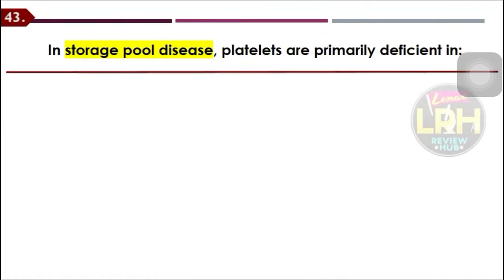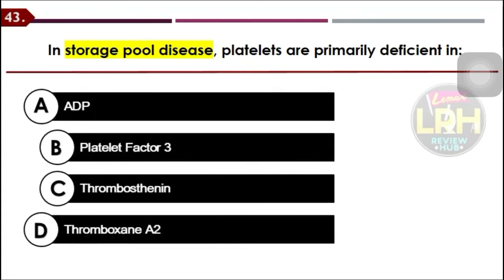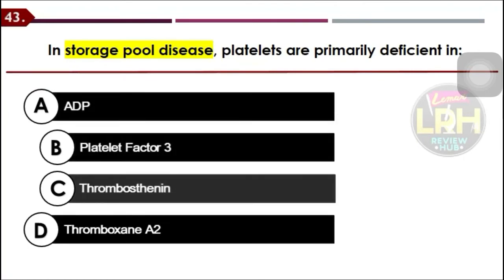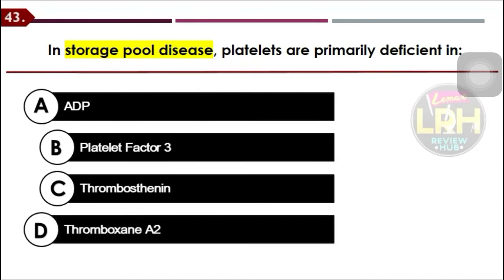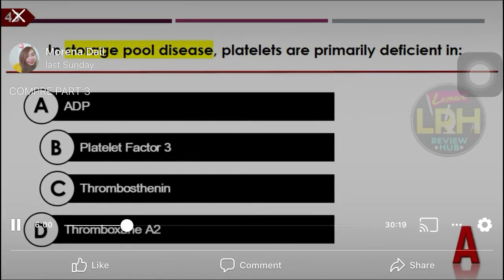For number 43, in storage pool disease, platelets are primarily deficient in what? Again, platelets are primarily deficient in, is it letter A, ADP, letter B, platelet factor 3, letter C, thrombosthenin, or letter D, thromboxane A2? Again, storage pool disease platelets are primarily deficient in letter A, ADP.